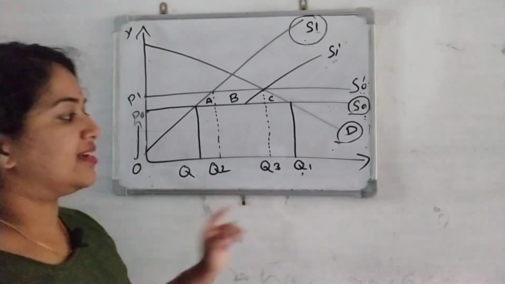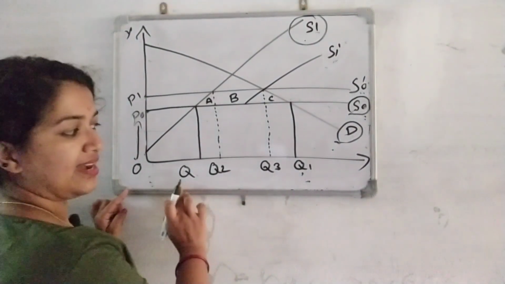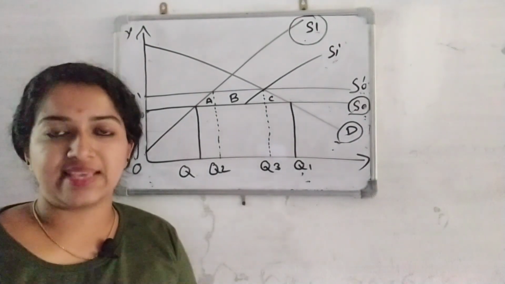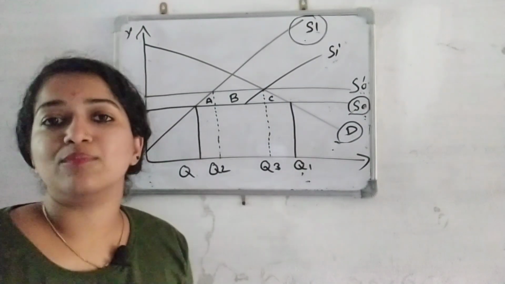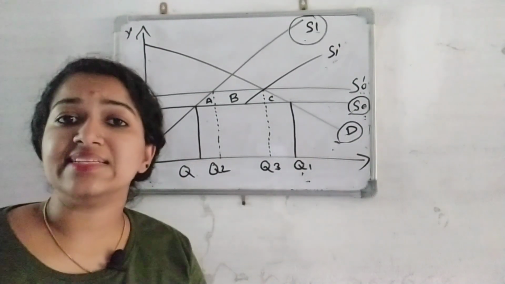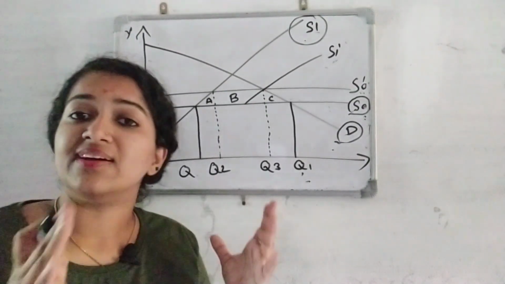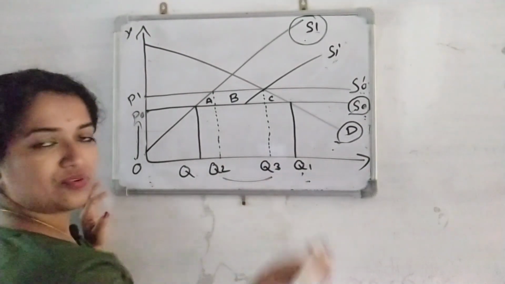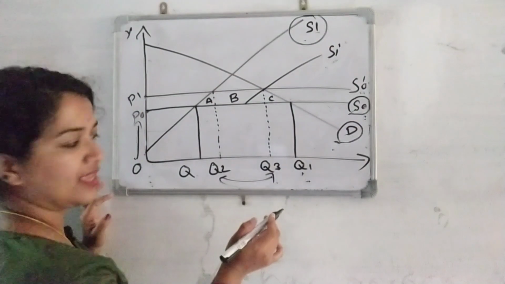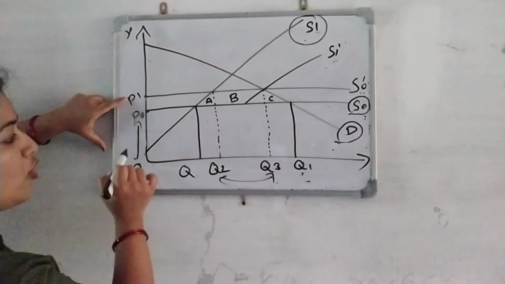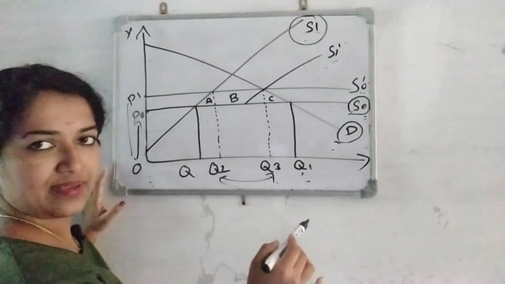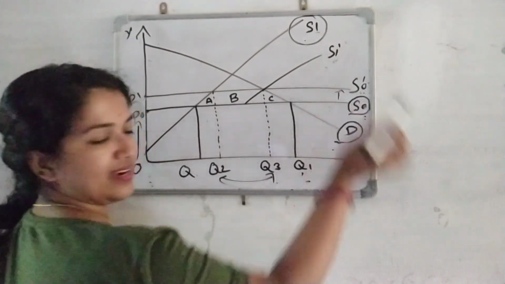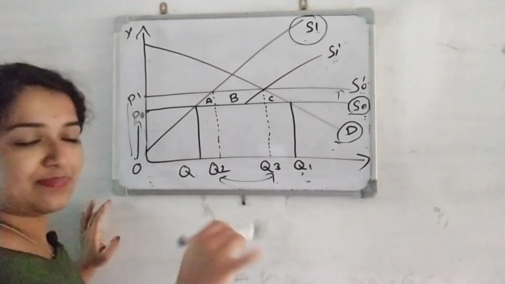And OQ1 is the quantity of import. You can see that when the exporting and importing countries enter into a voluntary trade agreement for the quantity Q2, Q3 of imports at the price OP1, the world supply shifts to S01.